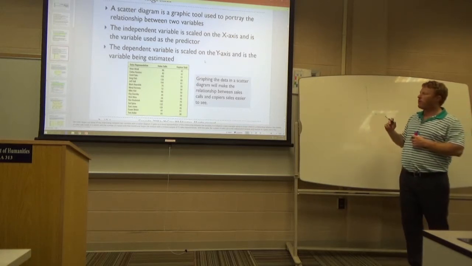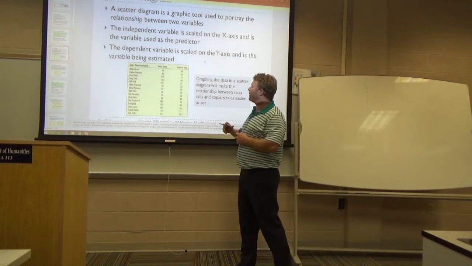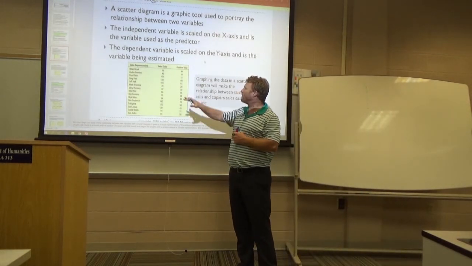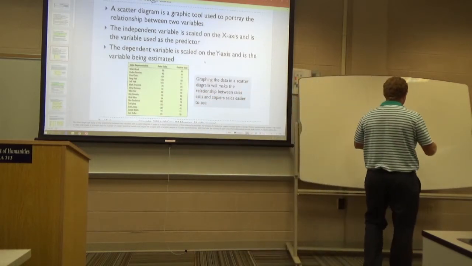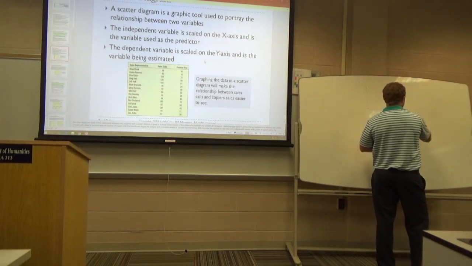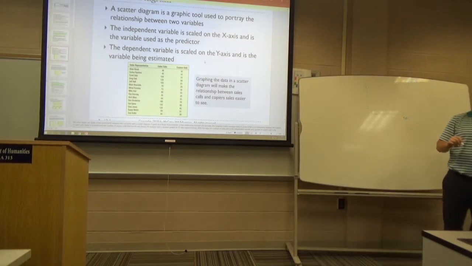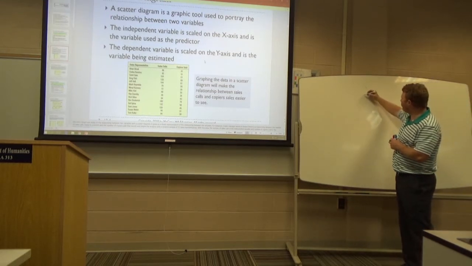Now, let's look at Brian Verrast right here at the top. How many sales calls did he make? 96. He made 96 sales calls. Let's say this is 100 right here. So he's about right here somewhere, isn't he? How many copiers did he sell? 41. So let's say this is 10, 20, 30, 40.